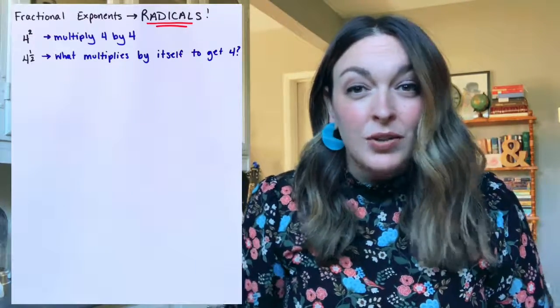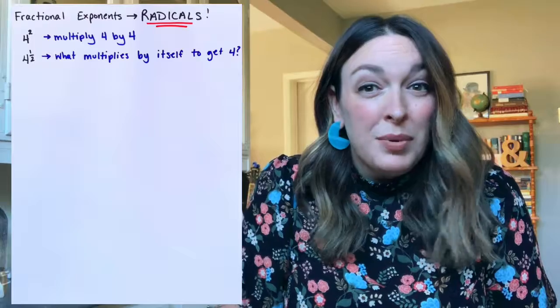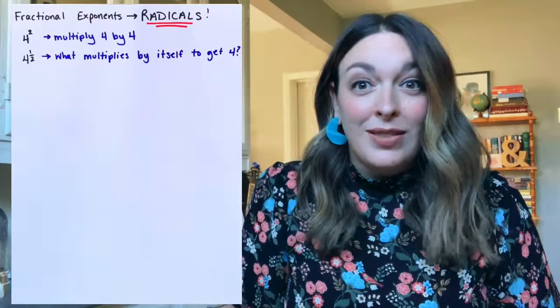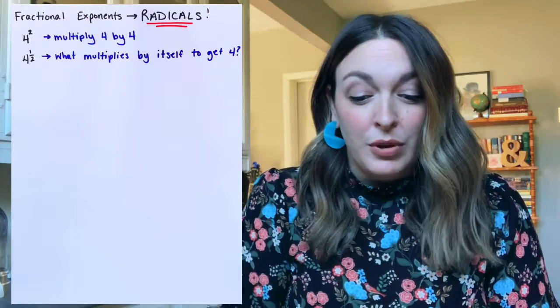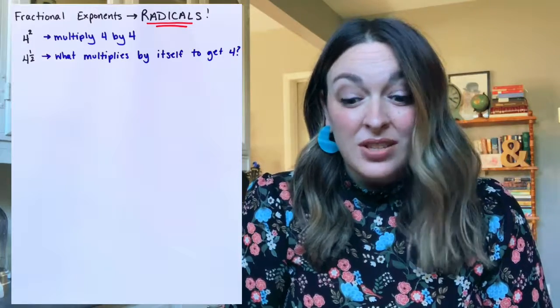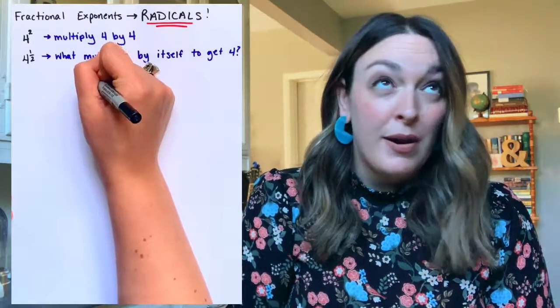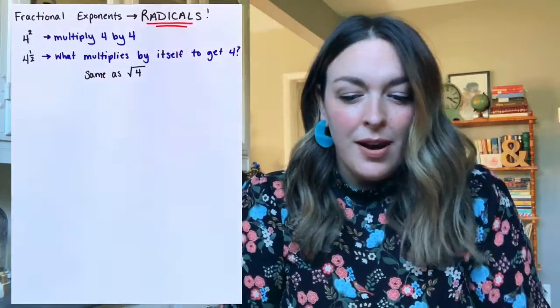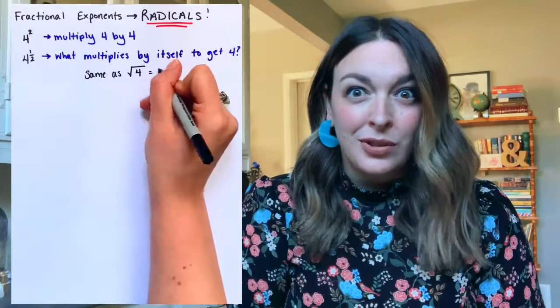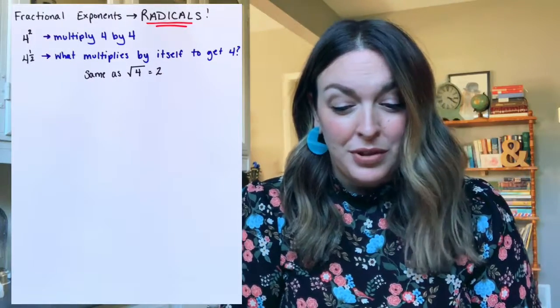So when you're trying to square root something, you're trying to figure out what number multiplies by itself to get this number underneath the square root. So that's really just the same as the square root of 4. 4 to the power of 1/2, square root of 4, same thing, and we know it equals 2 because 2 times 2 is equal to 4.